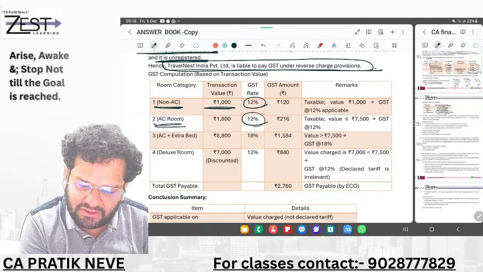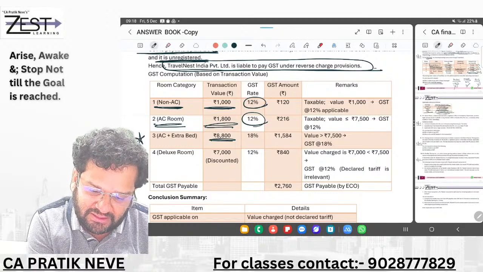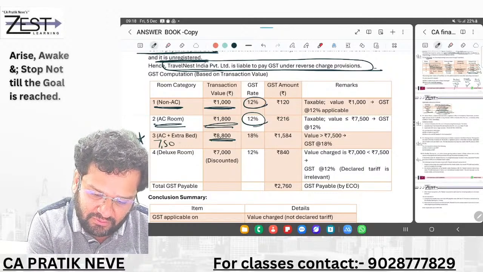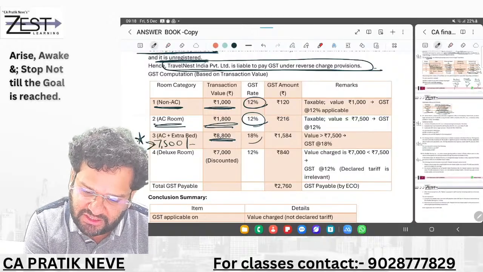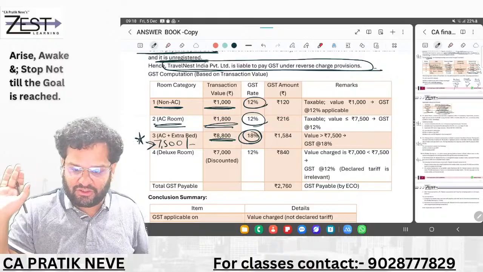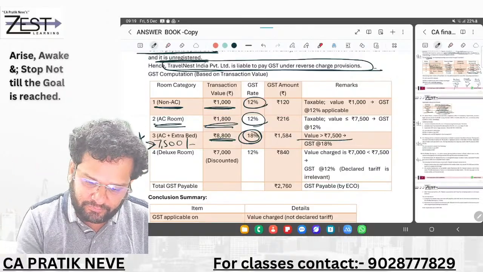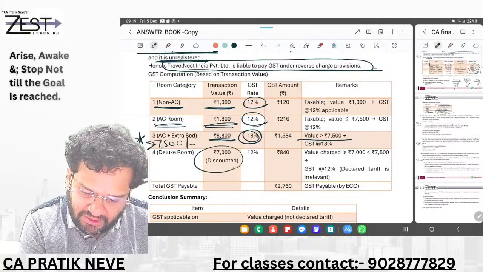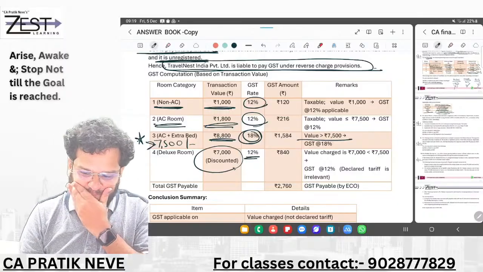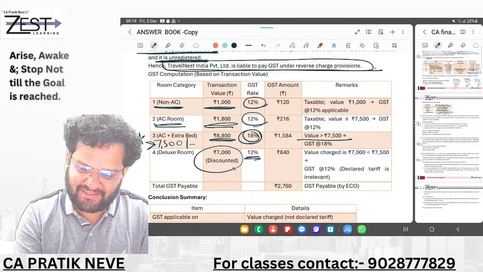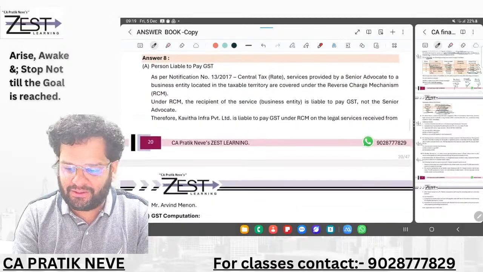See, what matters is the transaction value. Transaction value in the third case is exceeding 7500. It is more than 7500. So GST is at 18% as given in the question. You are not expected to learn that. See, deluxe room finally 7000, so only 12%. Clear? Yes. So GST amounts you can calculate and accordingly go ahead.